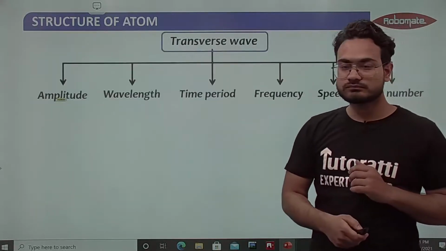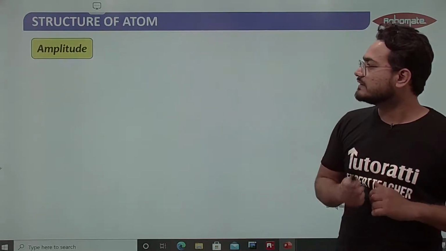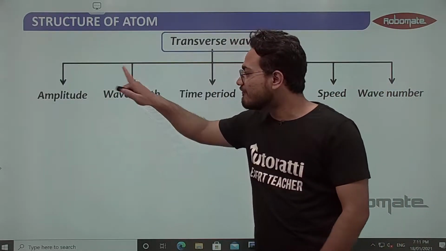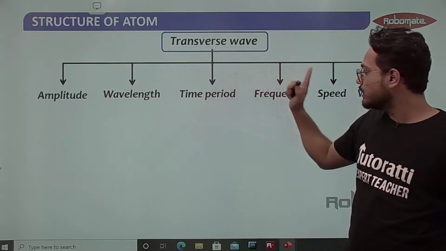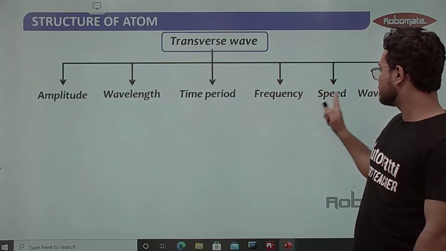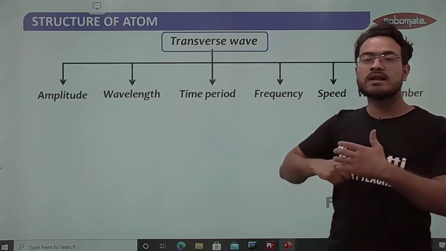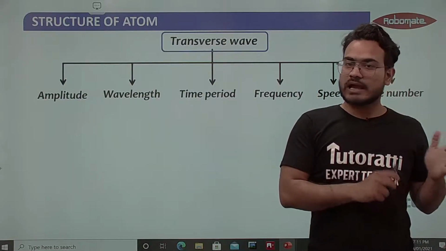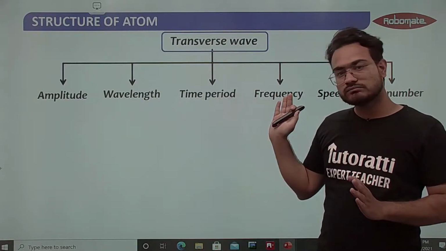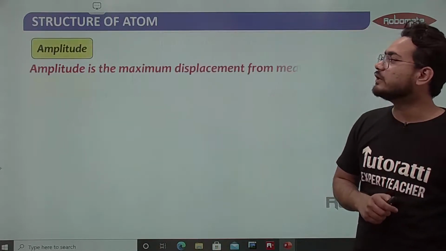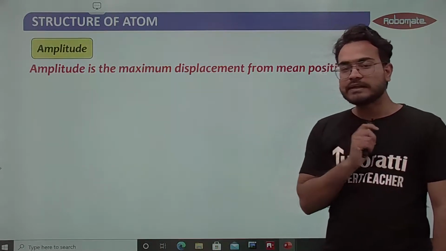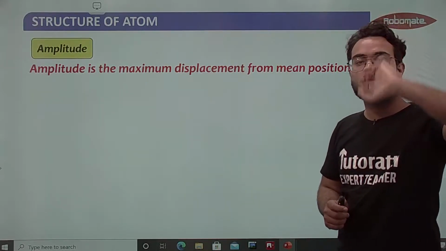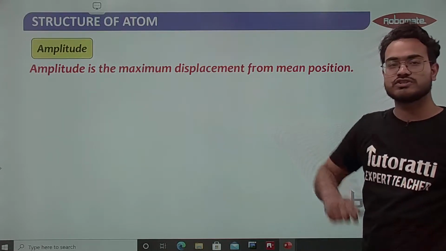Let's move ahead. A transverse wave has these properties: amplitude, wavelength, time period, frequency, speed, and wave number. We will get to know about each of them individually one by one. I hope it's okay. We will learn them one by one. The first thing is amplitude. What is amplitude? Amplitude is the maximum distance or maximum displacement from the mean position.